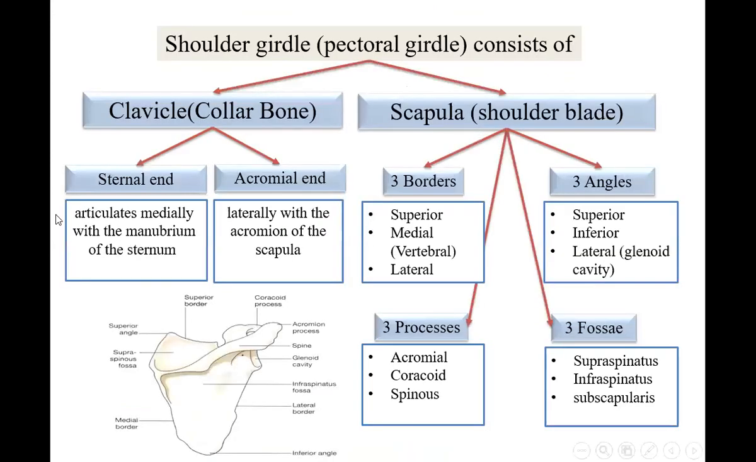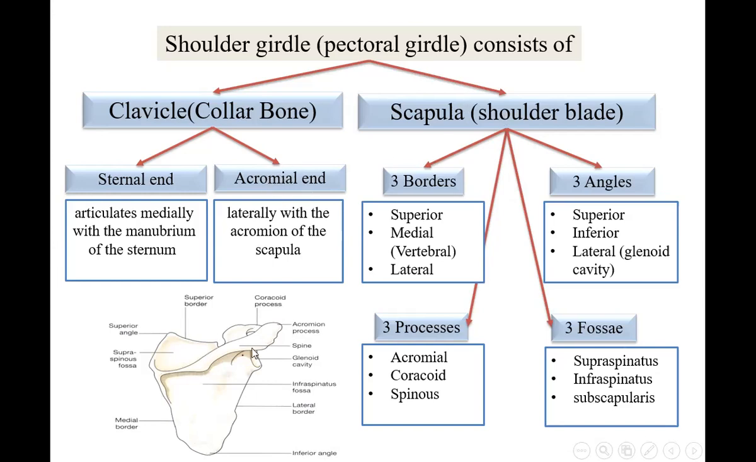So the sternal end and the acromial end. The sternal end articulates medially with the manubrium sterni. The lateral end, as I showed, articulates with the acromion of the scapula. This is the acromion of the scapula bone here. So the clavicle will articulate with the acromion process. That's why it is called the acromial end.